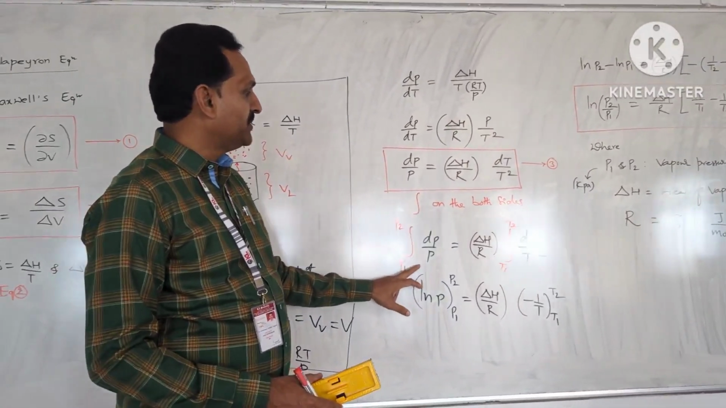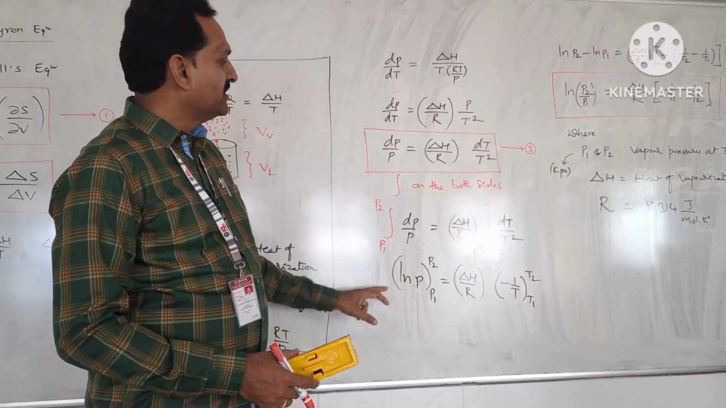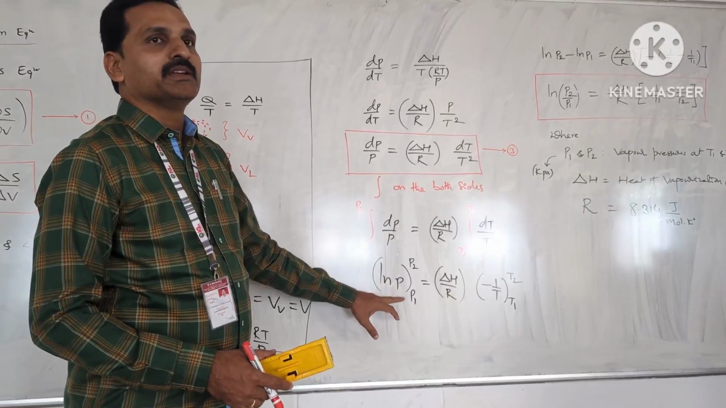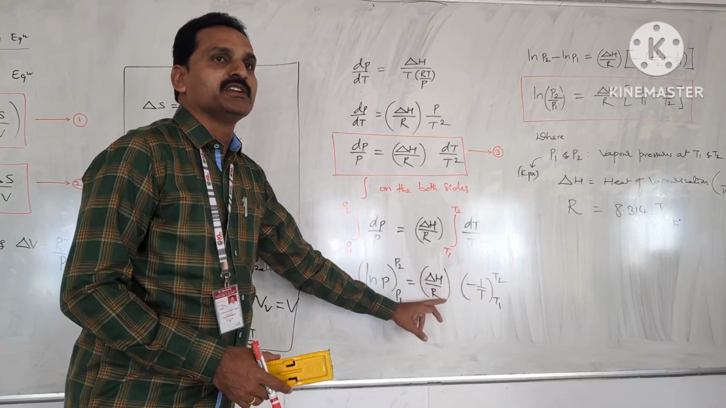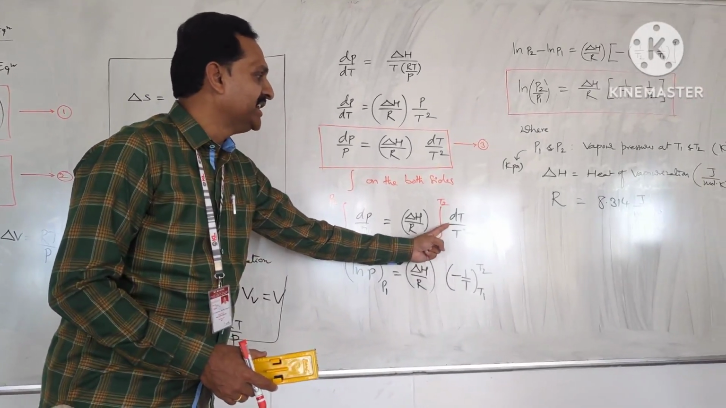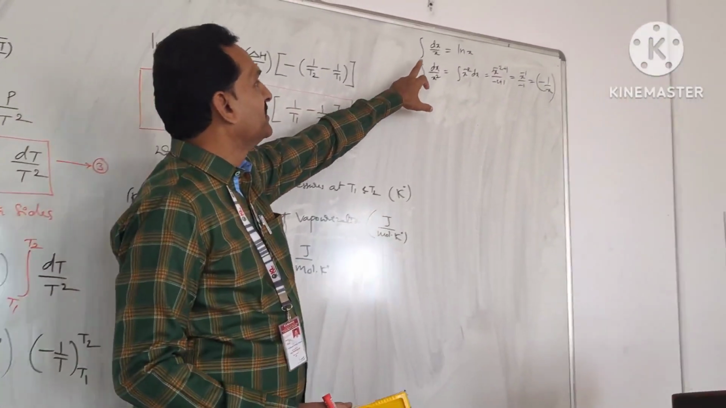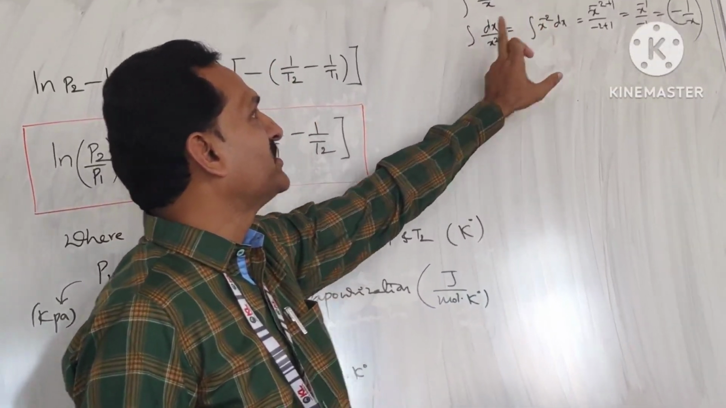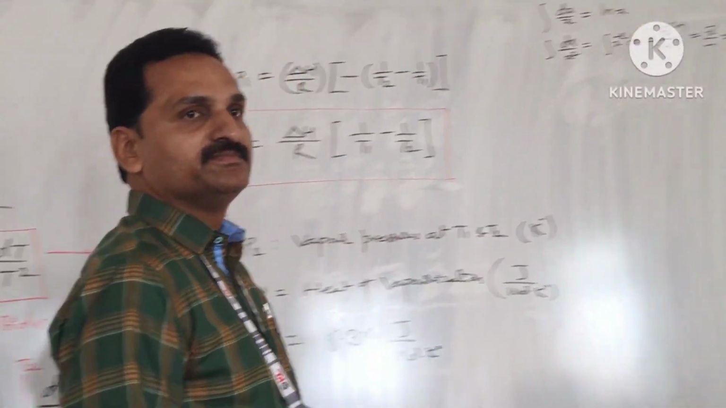Integration of dP/P is equal to ΔH/R times the integration of dT/T². Then dP/P can be written as log P. Apply the upper limit and lower limit. In the same way, ΔH/R is constant here. Minus 1/T is the integration product of dT/T², because from mathematics, the integration of dx/x can be represented as log x, and the integration of dx/x² can be written as minus 1/x.